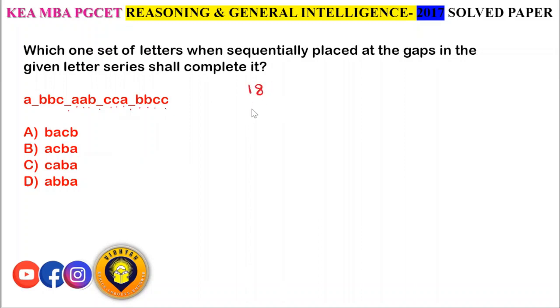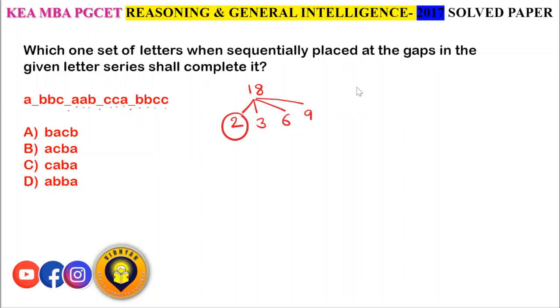The next step is to make groups of letters. Now, how to make the groups? You have to see which are the factors of 18: 18 is divisible by 2, by 3, by 6, by 9, right? By using this, you have to make the groups. Start with the lowest, that is a group of 2. See whether you can observe any kind of pattern there.